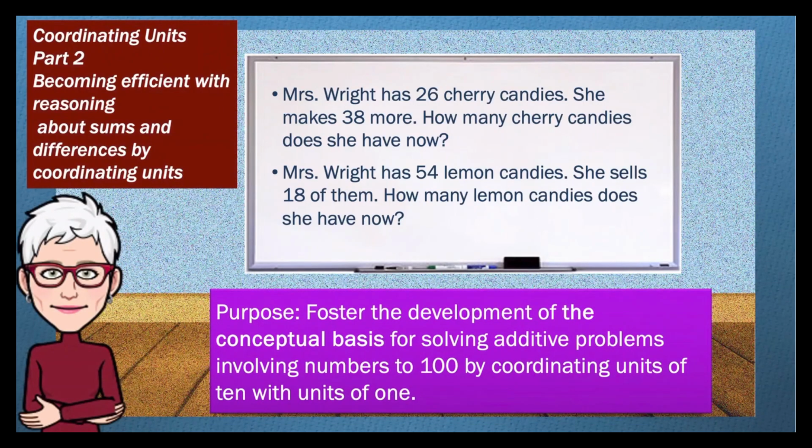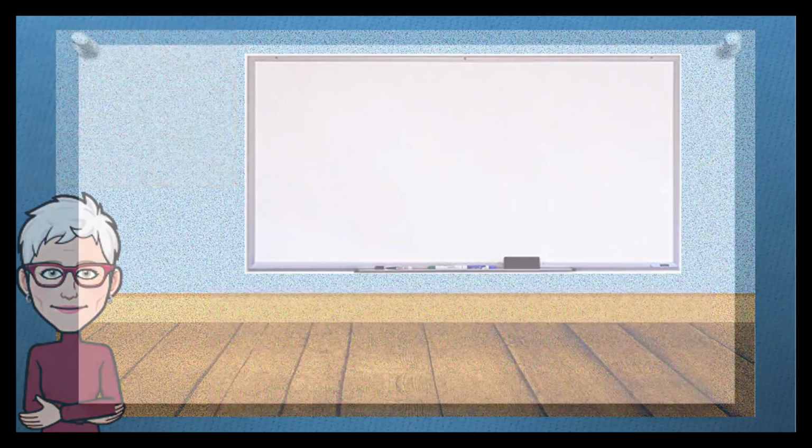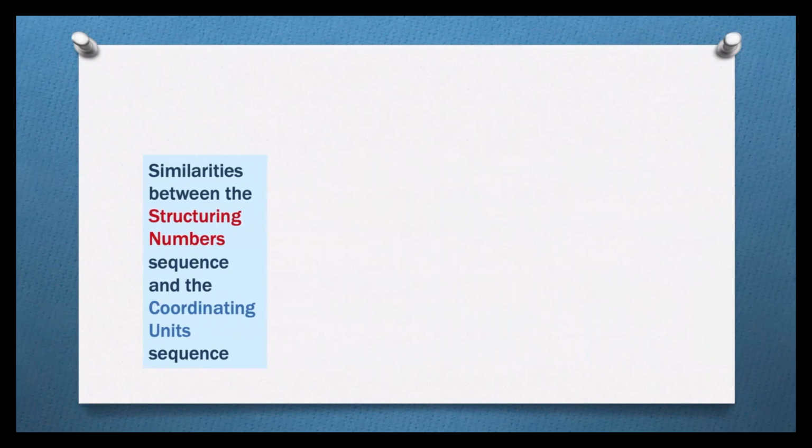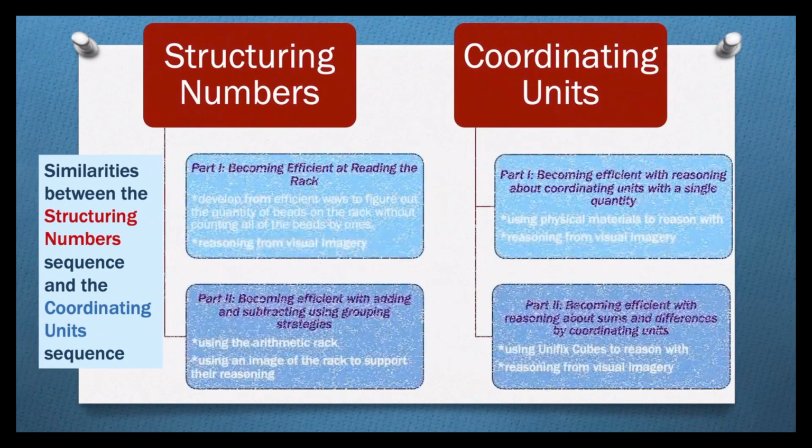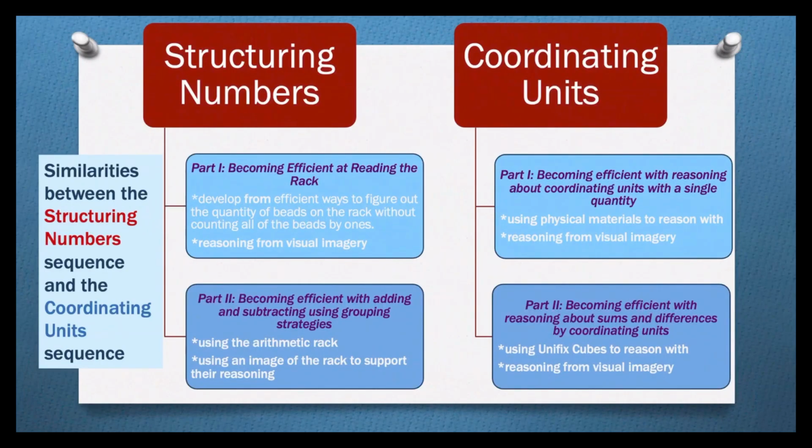The purpose of this part of the sequence is to foster the development of the conceptual basis for solving additive problems involving numbers to 100 by coordinating units of 10 with units of 1. The difference between parts 1 and 2 of this sequence is analogous to the difference between parts 1 and 2 of the structuring numbers sequence. In both sequences, part 1 involves a single quantity, whereas in part 2, the initial quantity is changed.